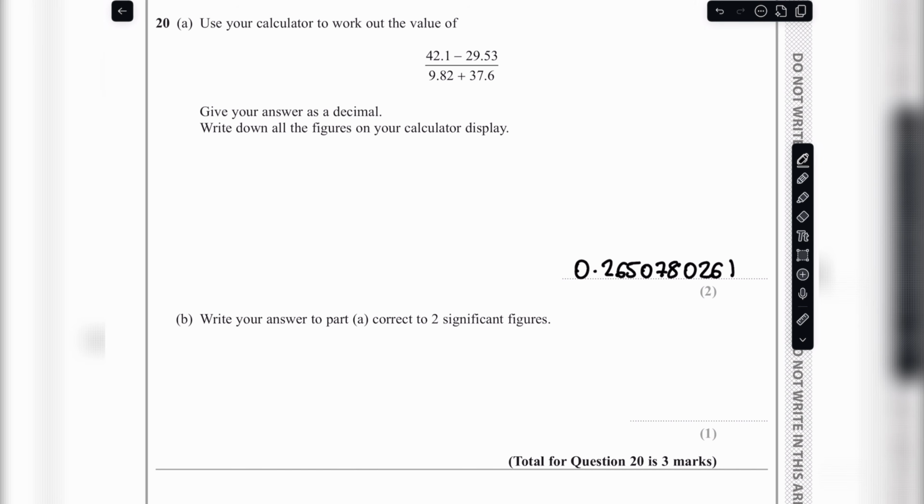In the second part of this question, we are told to write our answer to part A correct to two significant figures. So the first significant figure is the number 2 because it's the first non-zero digit, and the second significant figure is the number 6. So we need to look at the third significant figure, which is 5, and given as this is a number 5, we have to round the number 6 up. So our final answer is simply 0.27.